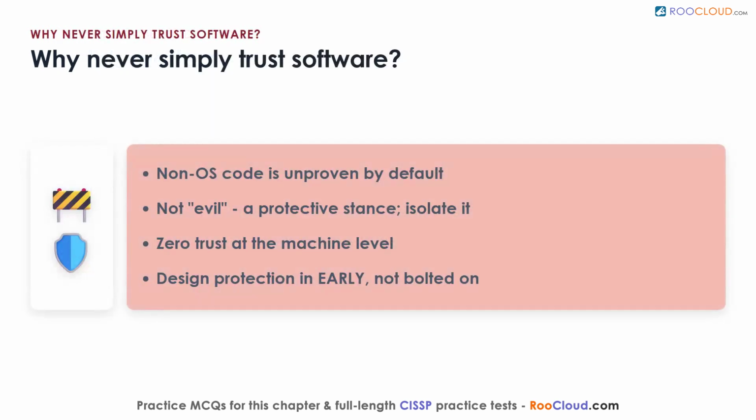So why should you never simply trust software? Because any code written outside the operating system is, by default, unproven. This is not about assuming every program is evil. It is a protective stance. Since third-party software comes from someone other than the operating system maker, it might misbehave, so the system treats it as potentially harmful and isolates it. That is the principle of zero trust, applied right down at the machine level.